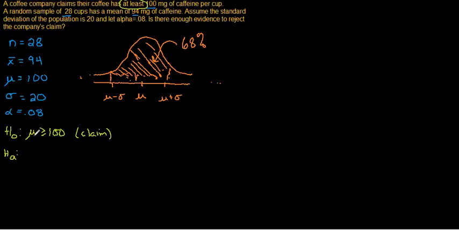And then the alternative hypothesis has to be the opposite of that, so we're going to say mu is less than 100. Okay, so this is going to give us a one-tailed test.